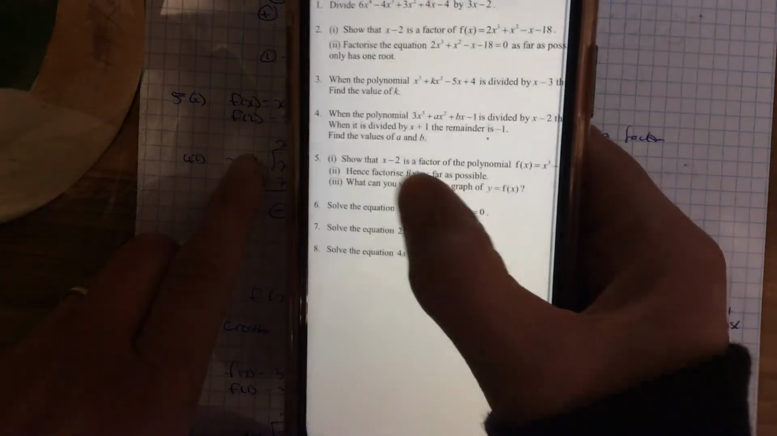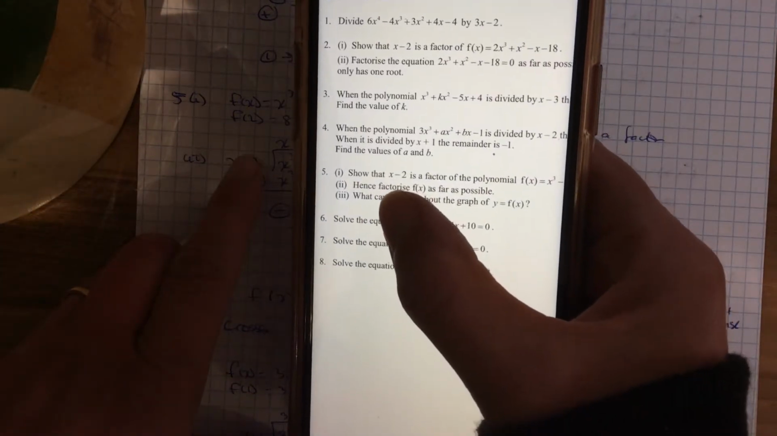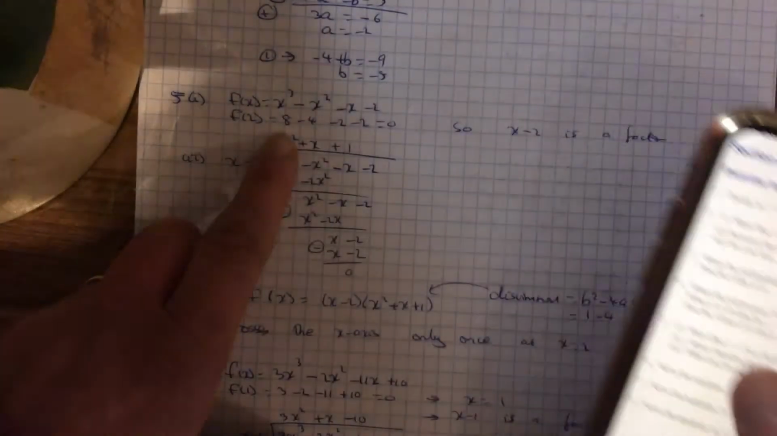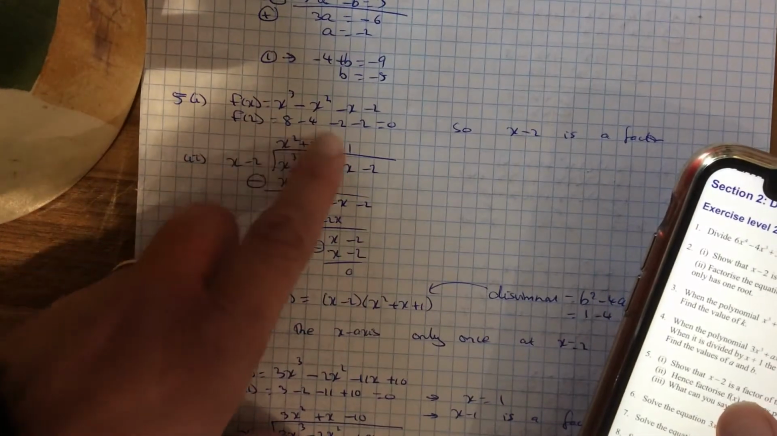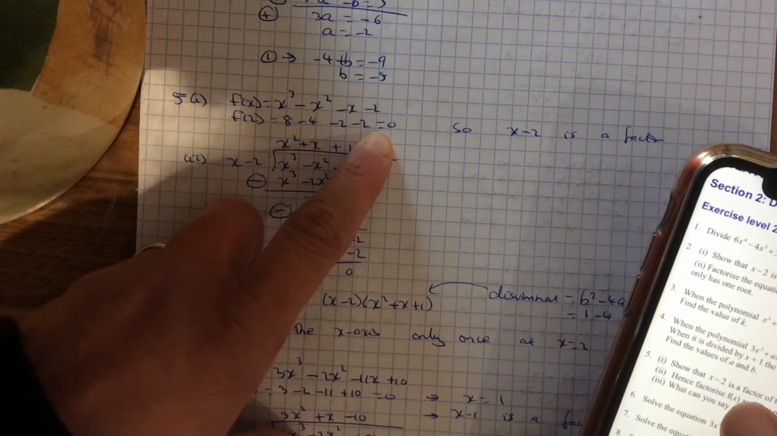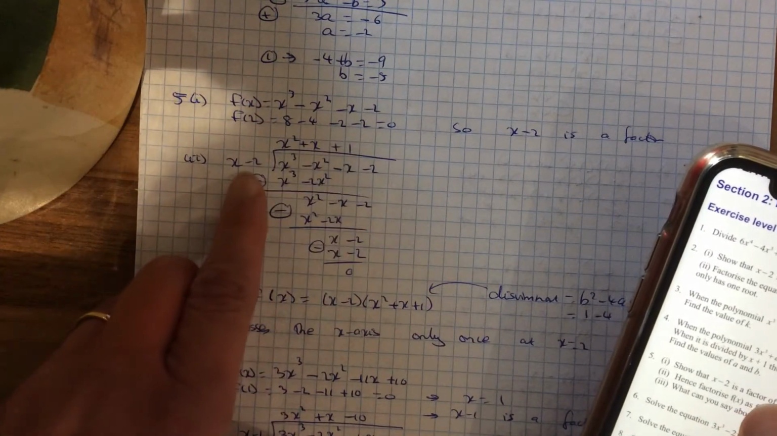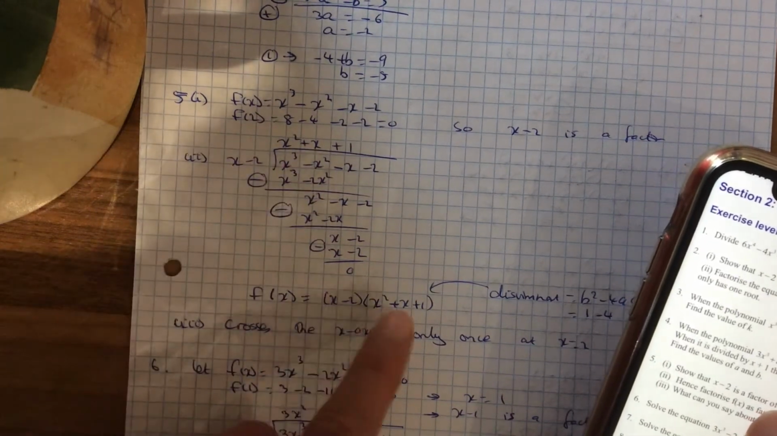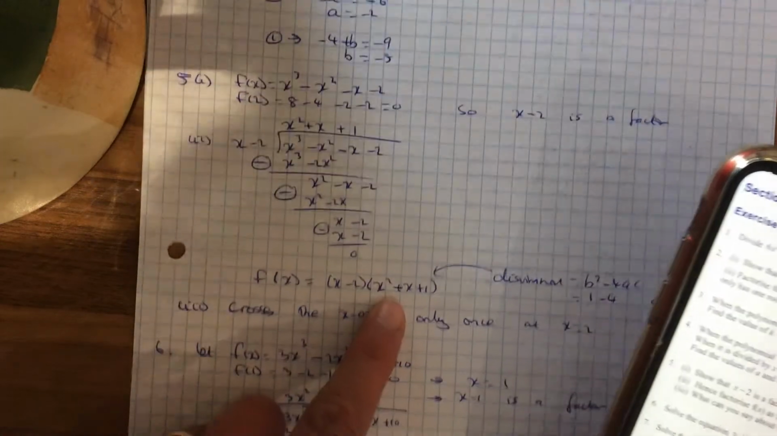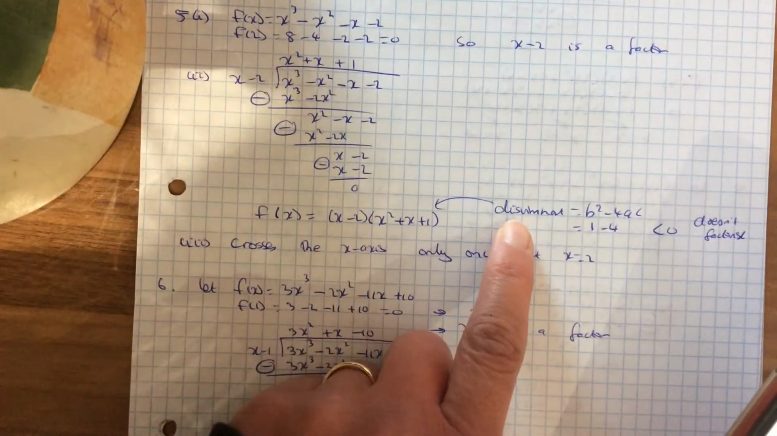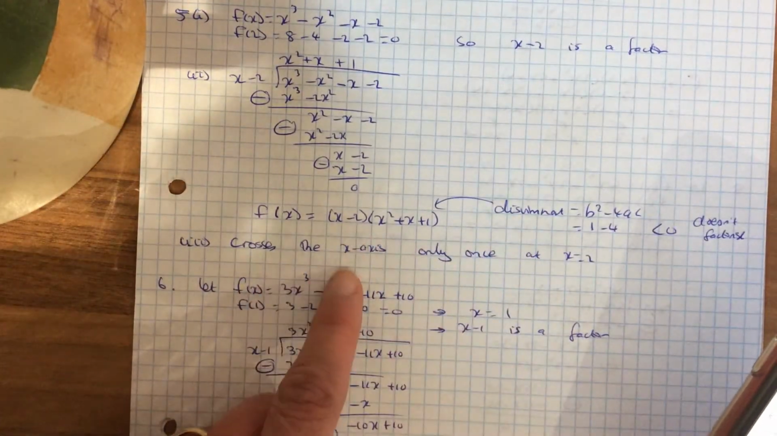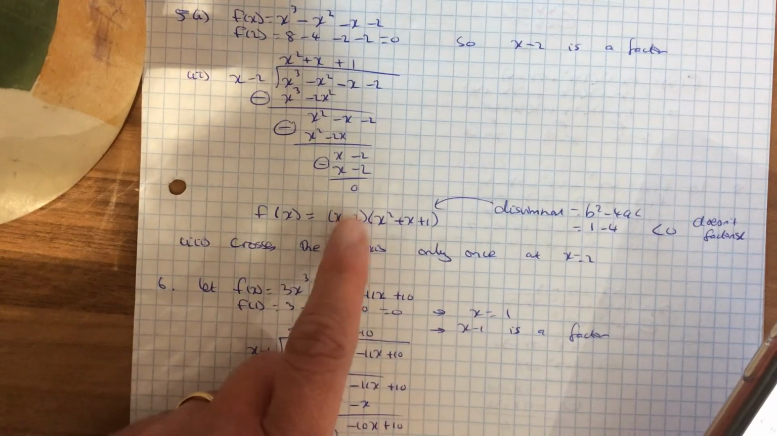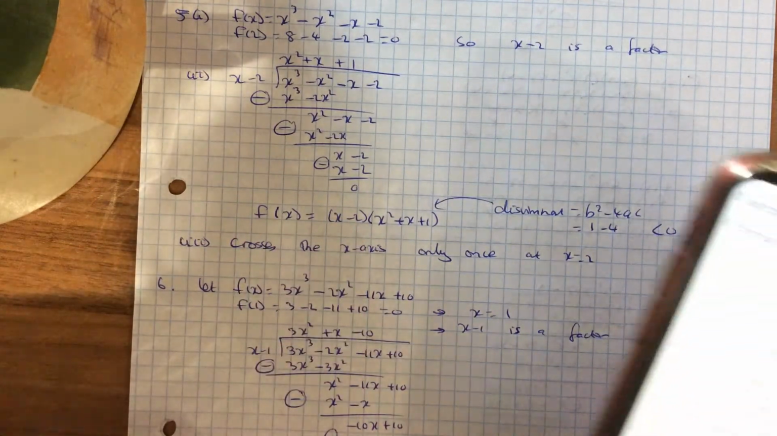Question 5. Show that this is a factor. So x minus 2 equals 0, so x equals 2, sub it in, and you will see the remainder is 0, so it's a factor. Just dividing through now. Then you write the divisor times the top line. You try to factorise that, it doesn't work because the discriminant is negative. So it crosses the x-axis only once at x equals 2.